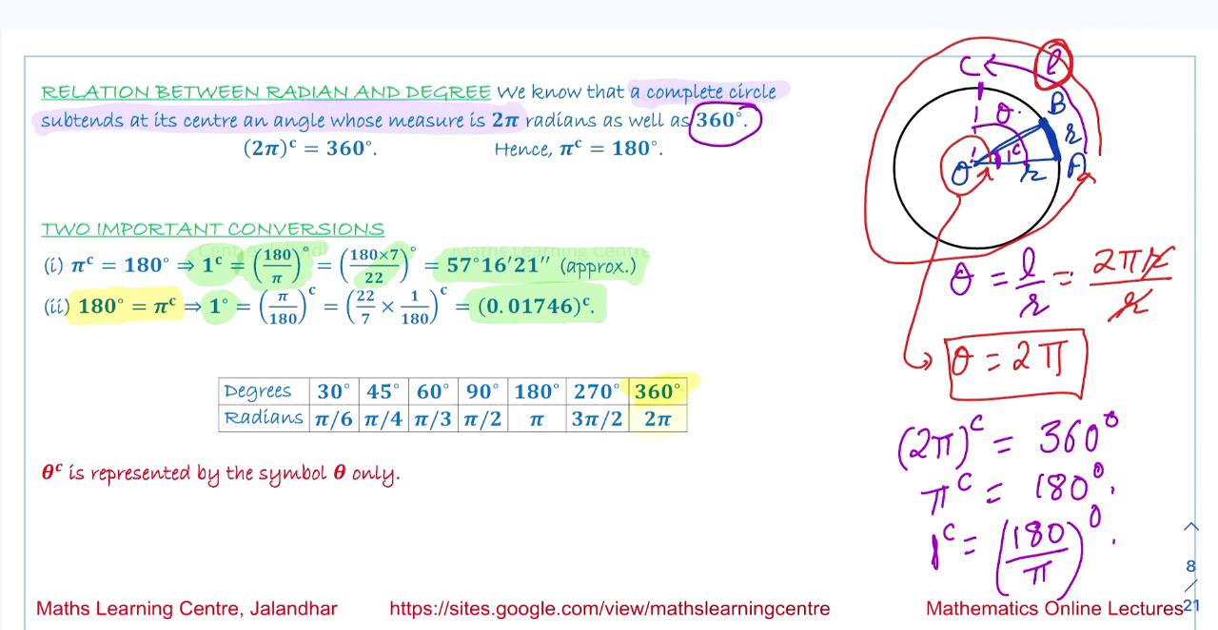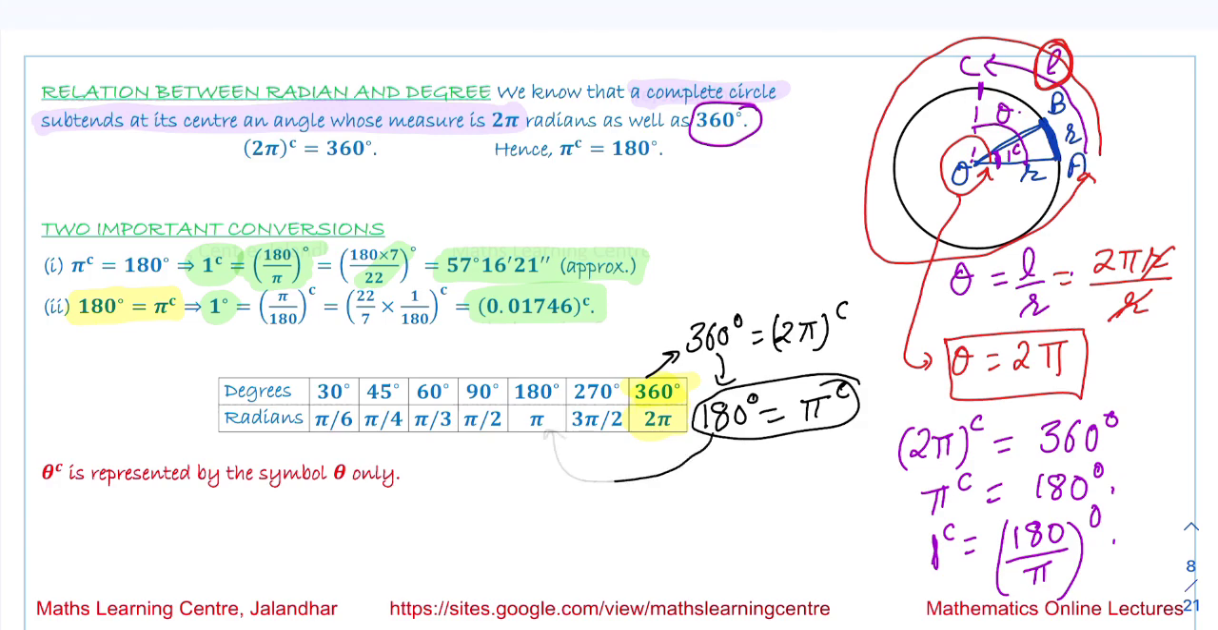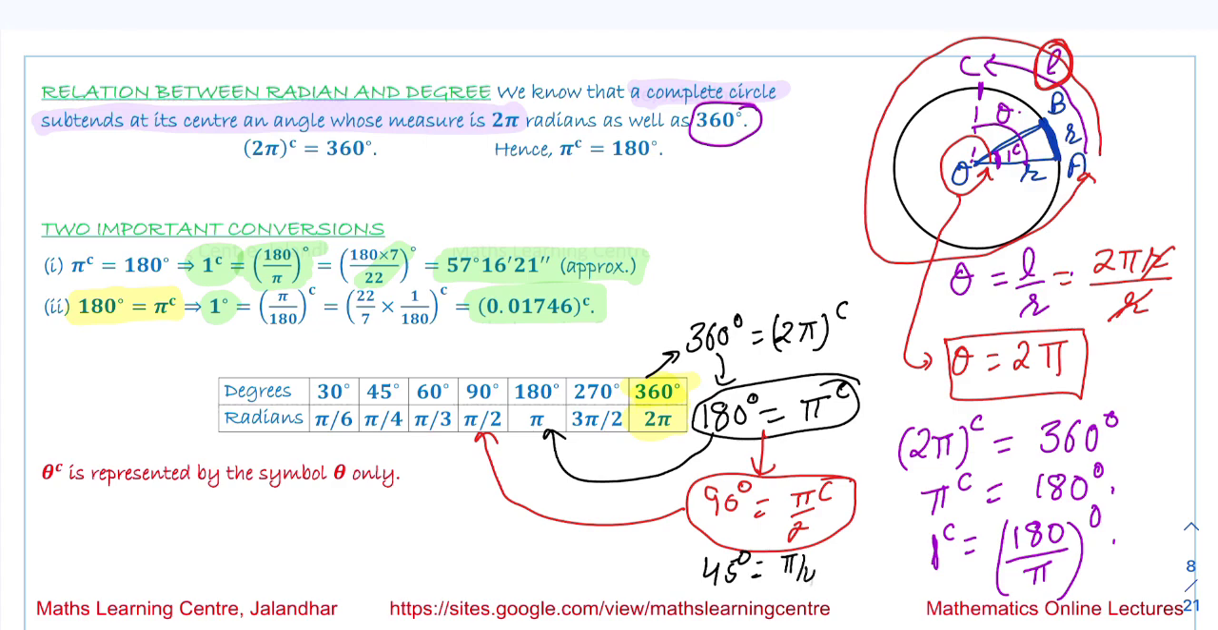Some particular values that you should always remember are mentioned here. When we are talking about 360 degrees, the measure in radians is 2 pi. Now half of this, 180 degrees, is equal to pi radians. Half of this, 90 degrees, is equal to pi by 2 radians. Half of this, 45 degrees, is equal to pi by 4 radians.